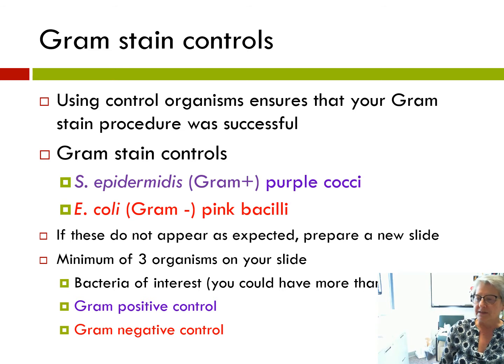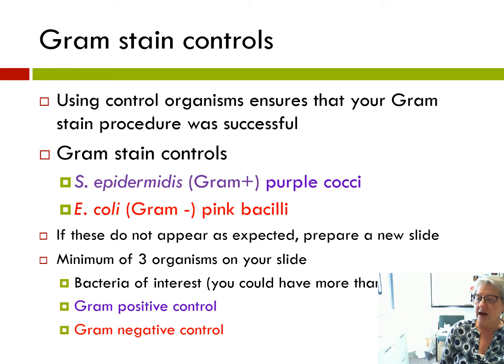So what are the Gram stain controls? In Biology 207, we use Staph epidermidis as our gram-positive control. So Staph epidermidis, if done properly, is a cocci that stains purple. So gram-positive is purple. E. coli is our gram-negative control. E. coli is a bacilli, and it stains pink. So gram-negative bacteria are pink.